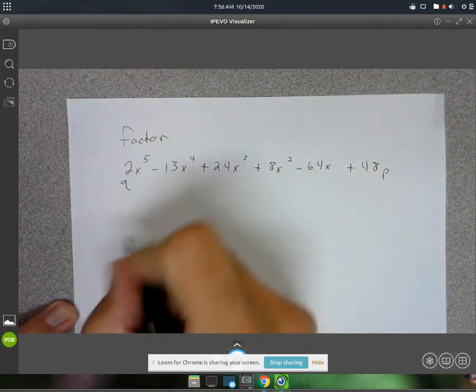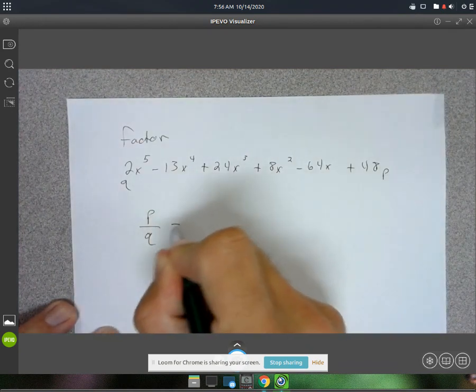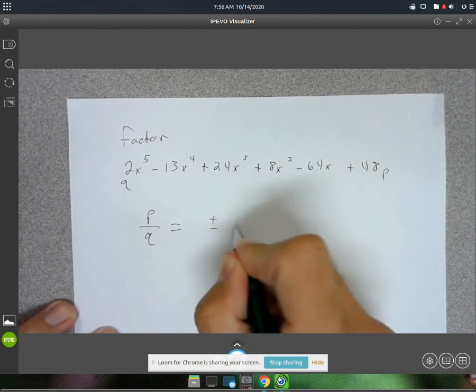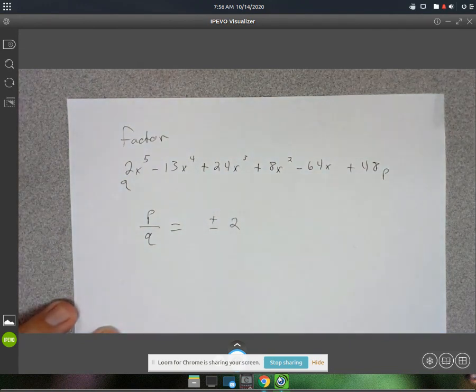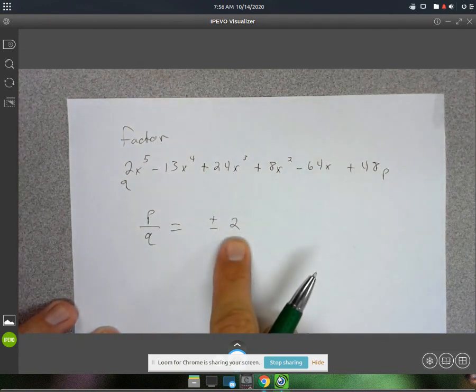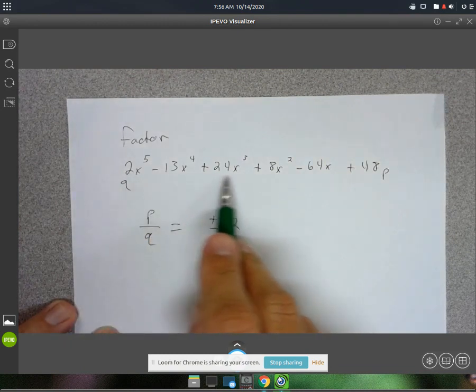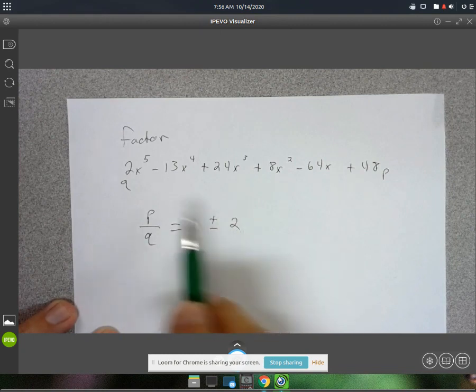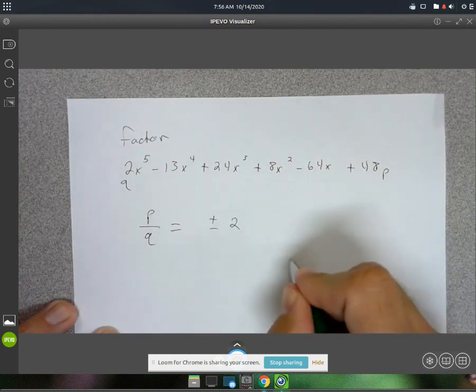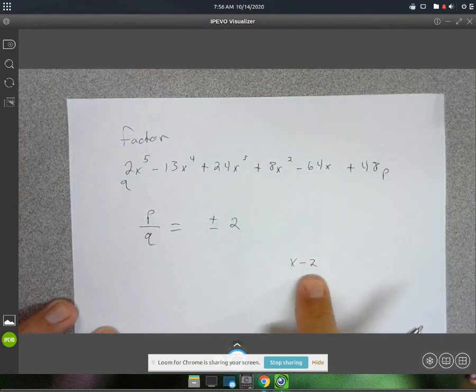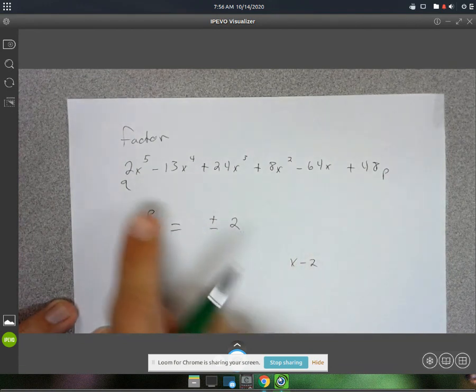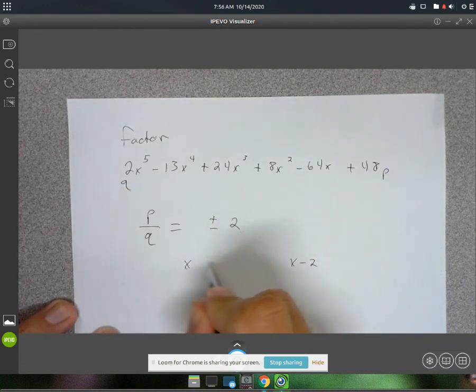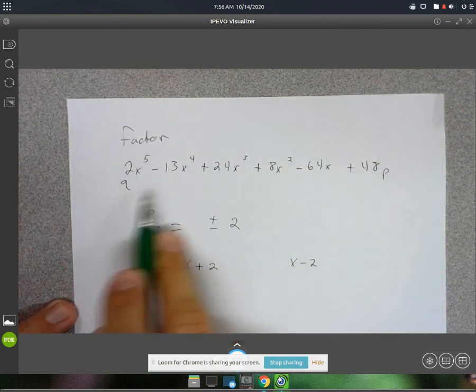But somewhere on that P over Q list, you've got plus or minus 2. And so you would plug 2 in for x and see if it gives 0. If positive 2 gives you 0, then x minus 2 would be a factor. If negative 2 gives you 0, then x plus 2 would be a factor. So you'd actually have to plug that in.